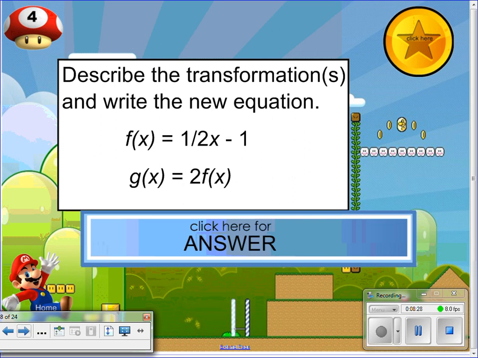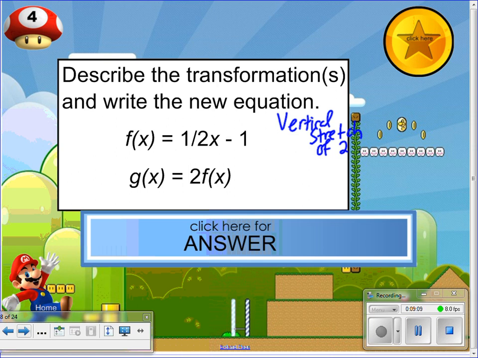Describe the transformations and then write the new equation. So for 4, that's what we're going to do. So on 4, we see that our original function is f of x equals 1/2 x minus 1. And we have our transform function is g of 2x. So describing it, because it's on the outside, we have a vertical stretch. Because we went from f of x to 2 times f of x, so we have a vertical stretch of 2. Okay, and then it says write the new equation.